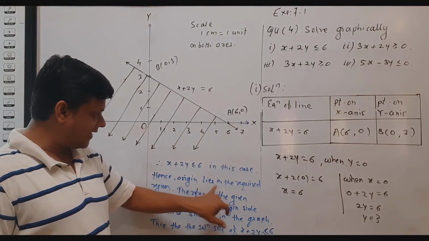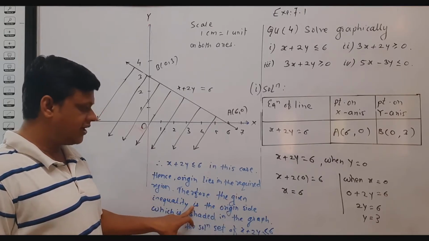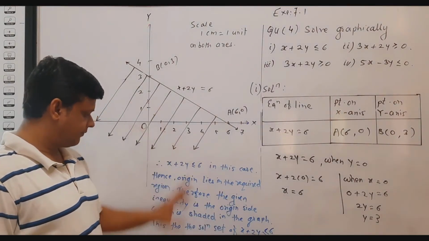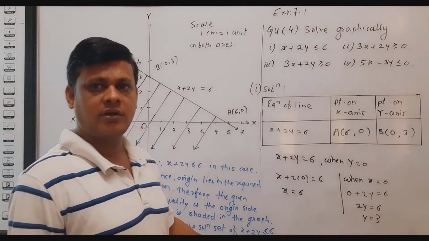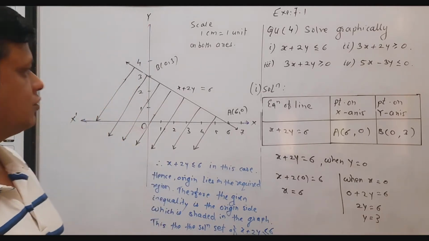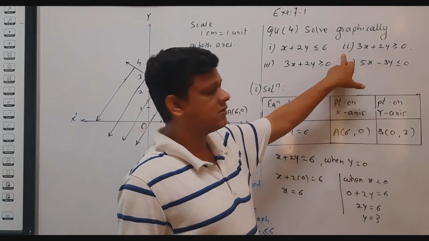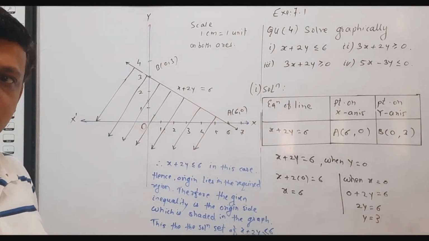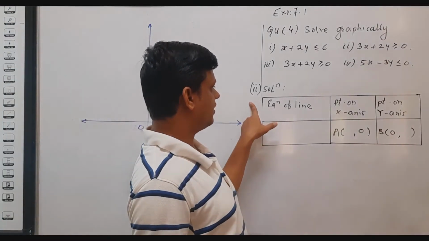Hence the origin lies in the required region. Therefore the region of the given inequality is the origin side, which is shaded in the graph. This is the solution set of x plus 2y less than or equal to 6. So in this way we solve the second question. Now see the second sub question.